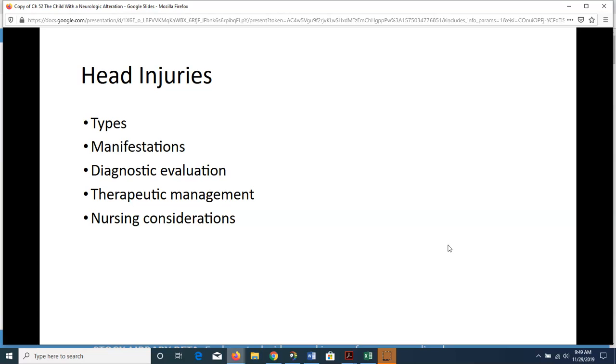Positioning with the head of the bed elevated 30 to 45 degrees promotes venous drainage. Any child with a head injury needs to be assessed for fluid and electrolyte alterations. If the child is discharged from the emergency department, written instructions should be given to parents for home monitoring, signs and symptoms to be immediately reported to the physician, and follow-up care.